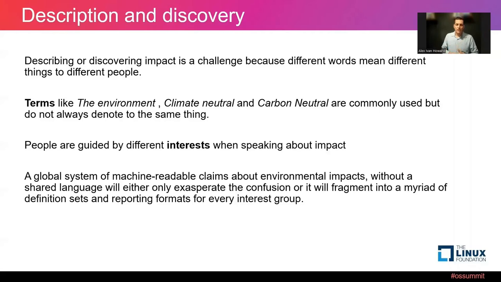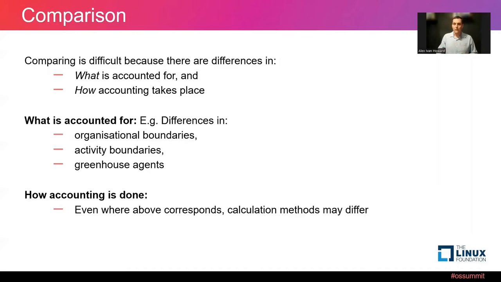If we are going to move to a global system where there are machine-readable claims about environmental impact, that cannot be done without a shared language itself, because it will either just compound the confusion that there currently is by aggregating things that do not belong together or comparing things that are really not the same, or it will fragment into just a large variety of incomparable systems, and then no one can have a grip on the global situation. So that is just about description.